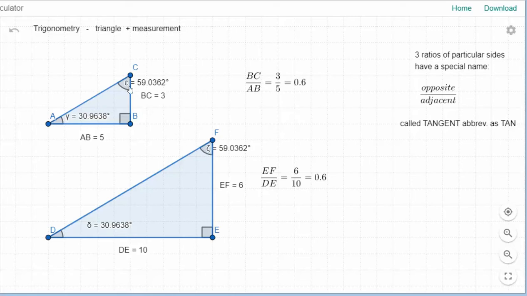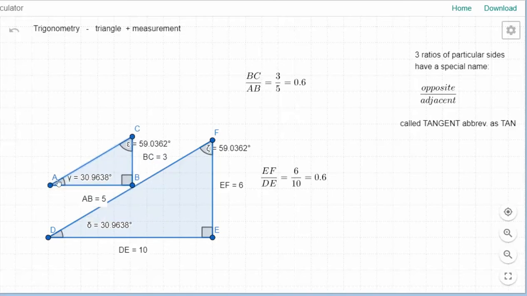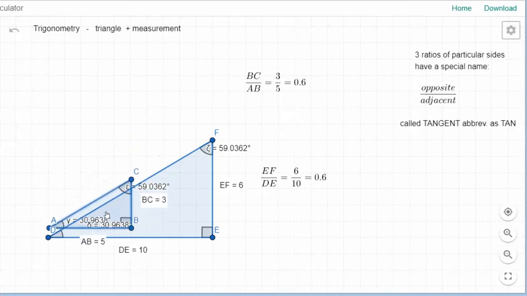So the top angle here is actually 59 point something, because remember the three angles in a triangle add up to 180. So the corner angle here is 90 and this one is 90. So that must mean this angle on the top corner or top of the triangle must be 90 minus 30.96, and that'll give you an angle about 59. So let me drag that down again. You can see those two angles, the angle at point A and point D, perfectly match.